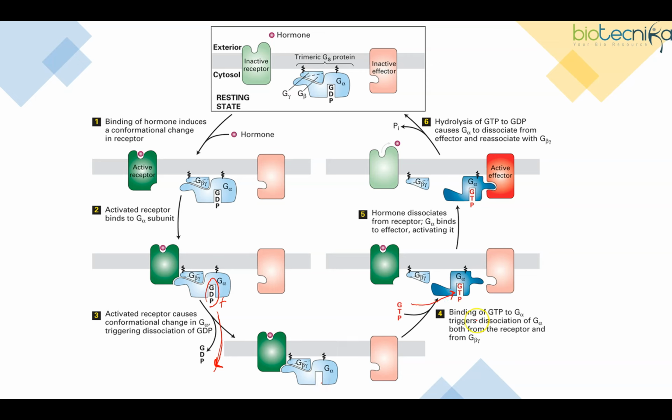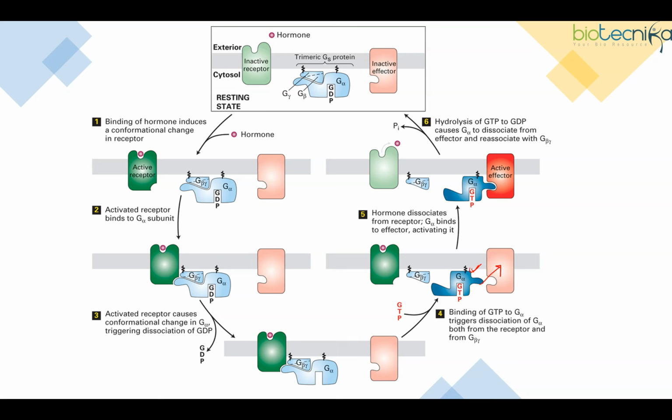So binding of GTP to G alpha, whenever this GTP is coming and binding, will trigger the dissociation of G alpha from the receptor and from G beta gamma. So not only will it separate from the G beta gamma, but it will also get dissociated from the receptor. Why? Again, because there is a conformational change. Initially with this conformation, it was able to bind to the receptor and also to beta gamma, but because of this GTP binding, it will dissociate. But it is now capable of binding with the effector molecule.